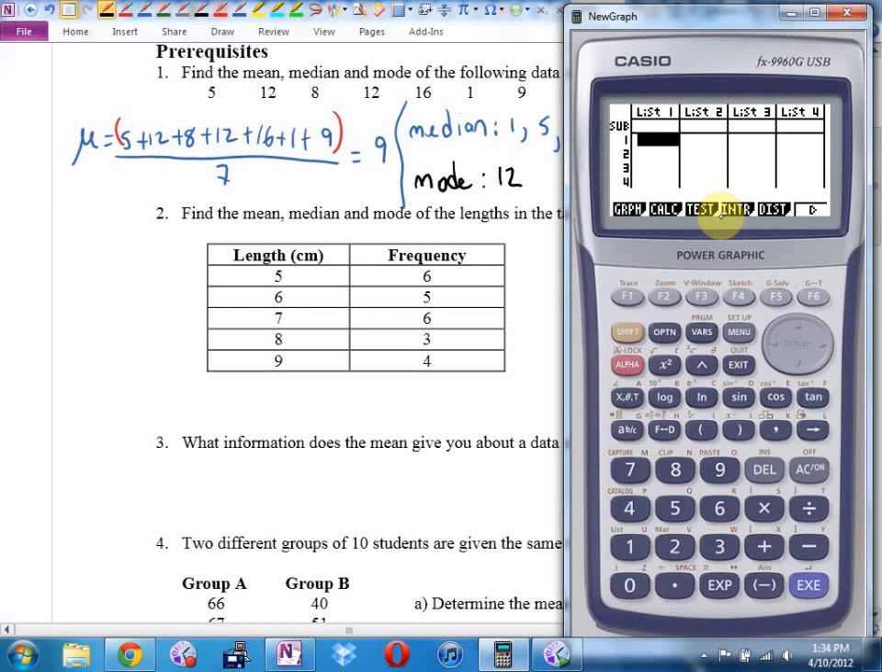Okay. You okay there, Devin? Move your cursor keys until you're list 1, row 1, and let's type in the lengths 5, 6, 7, 8, 9. And then arrow sideways so you're in list 2. Let's do the frequencies. 6, 5, 6, 3, 4.